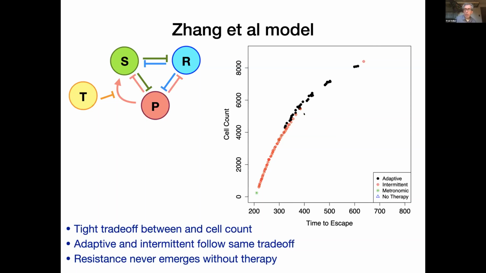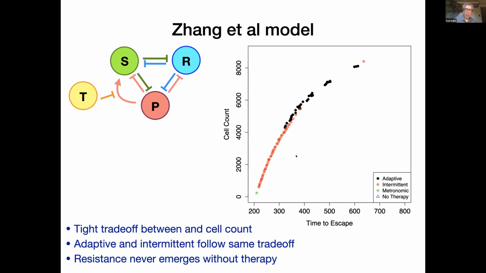And for adaptive therapy, we did the same thing. So instead of just running a turn on therapy, say when tumor burden reaches 90% of some threshold, and turn it off when it's at 50%, we tried various values of 90% and 50%. So that's what generates these curves. So we have a whole bunch of adaptive therapies and a whole bunch of intermittent therapies.